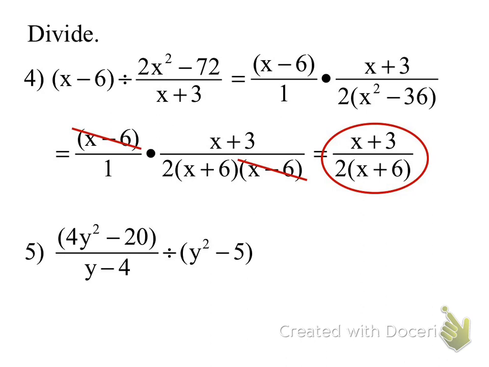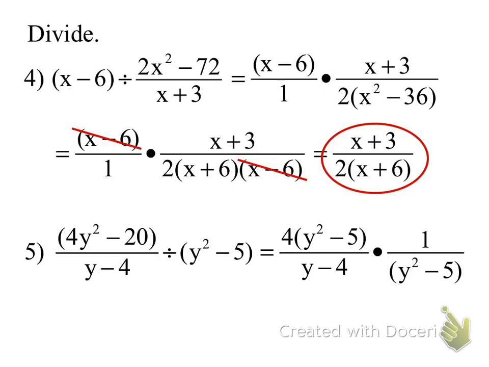The second one, we're going to multiply by the reciprocal, and we can cross cancel our y minus 5s, and that's it. And we are left with 4 over y minus 4.